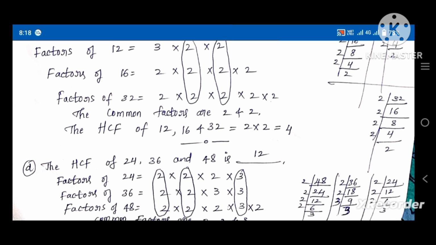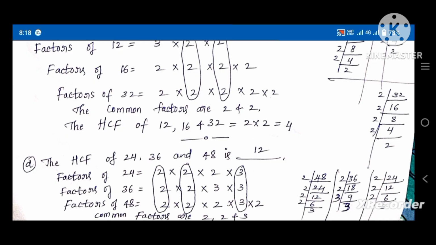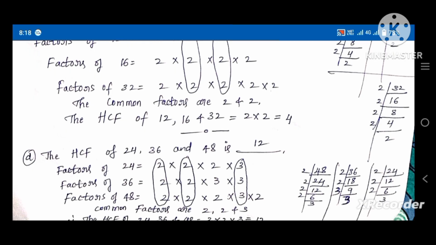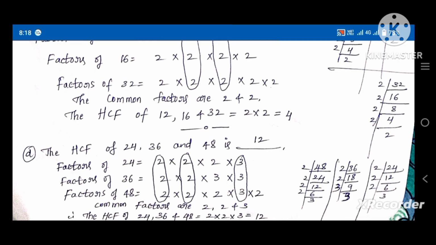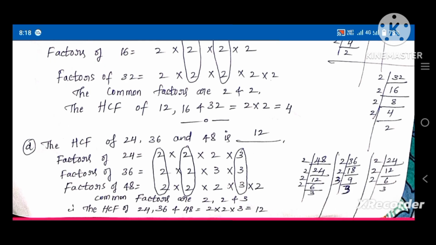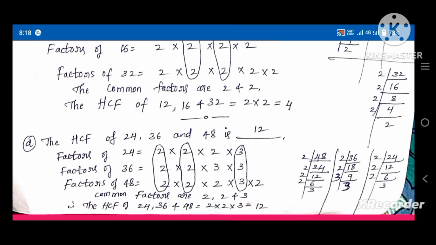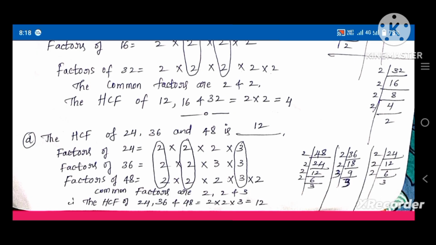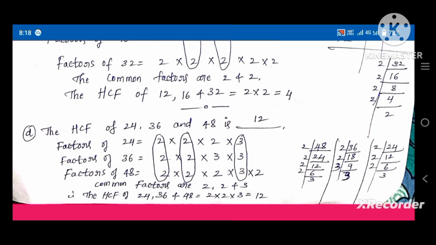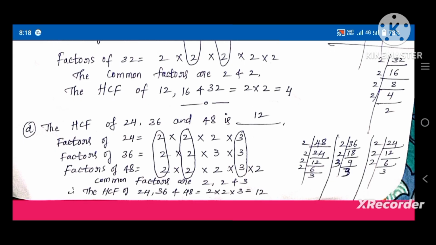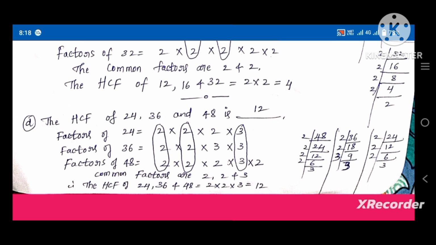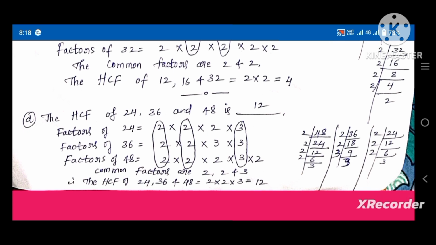D. The HCF of 24, 36 and 48 is 12. Factors of 24 are 2 into 2 into 2 into 3. Factors of 36 are 2, 2, 3, 3. Factors of 48 are 2, 2, 2, 3, 2. Common factors are 2, 2 and 3. The HCF of 24, 36 and 48 is equal to 2 into 2 into 3, which is equal to 12.